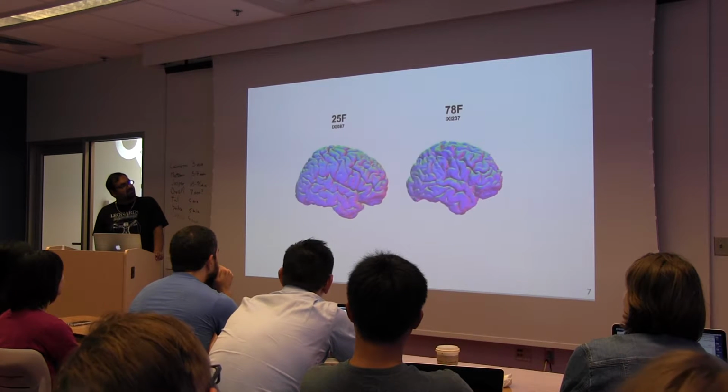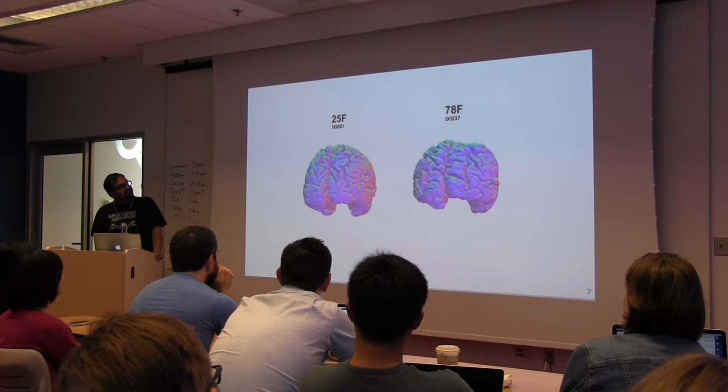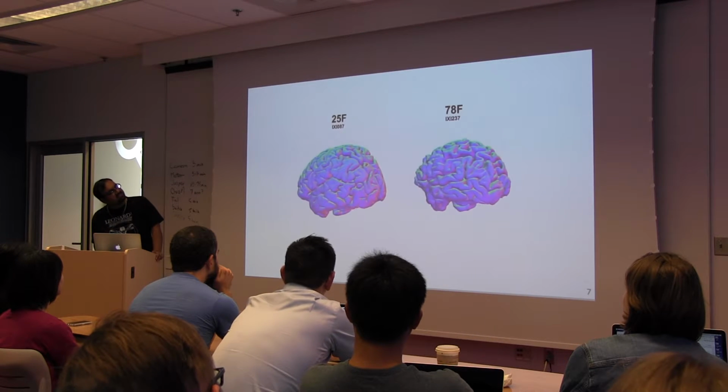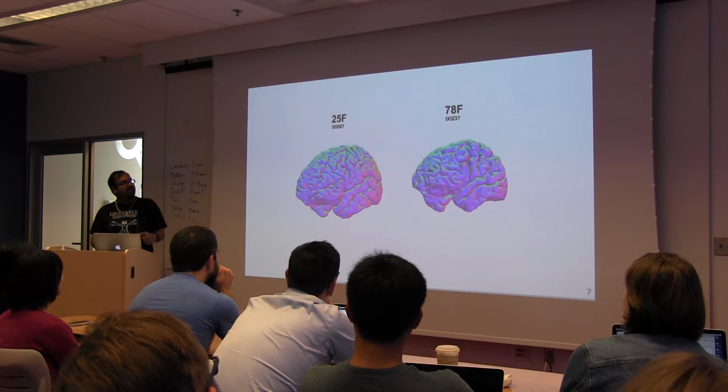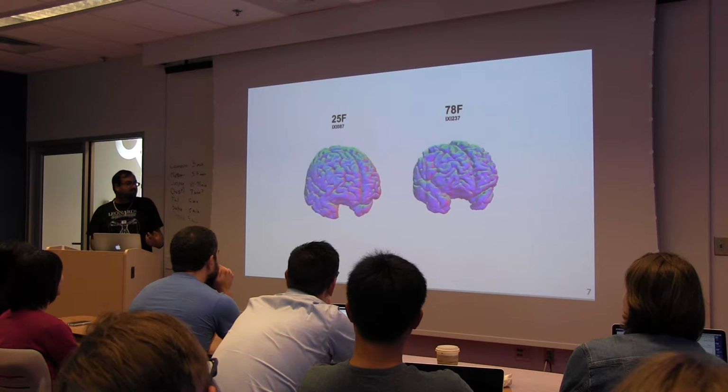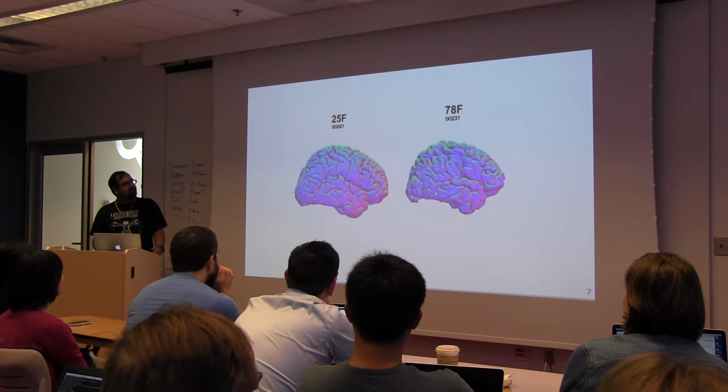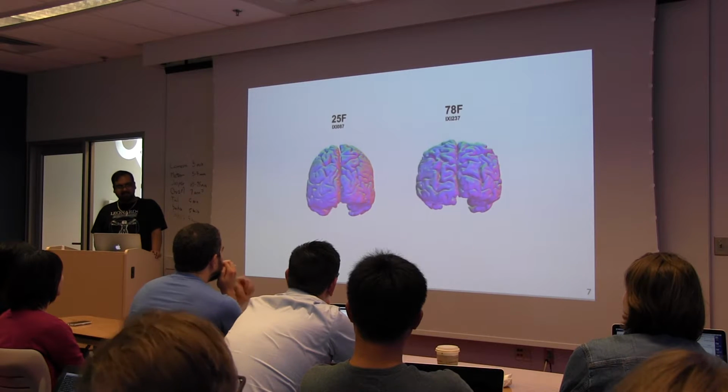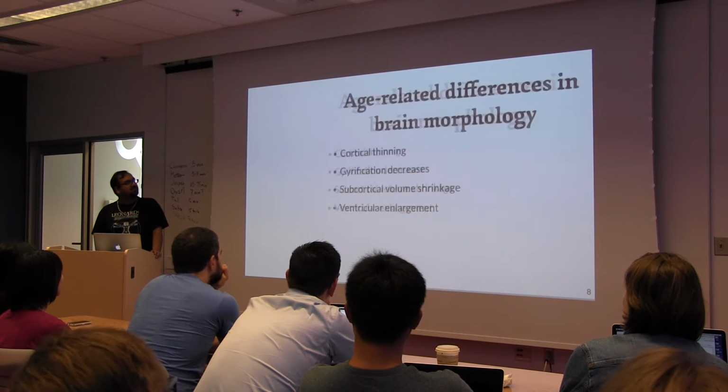Here are spinning brains of 2 of those subjects. As you can see, the one on the right, who's in their 70s, has gyri that aren't as wide and sulci that have broadened, versus the other brain, which has more tightly packed cortex.